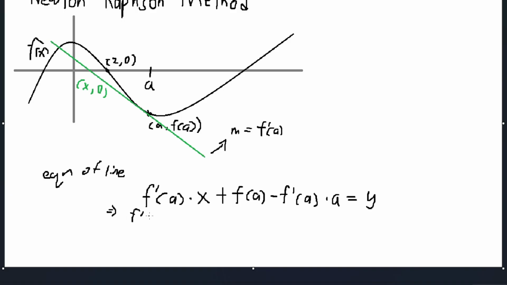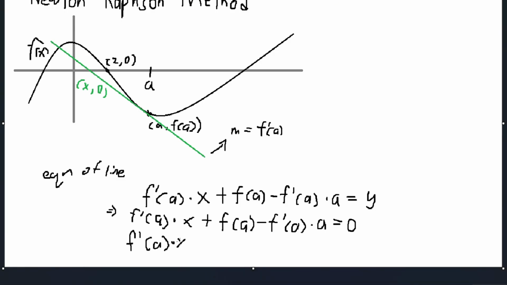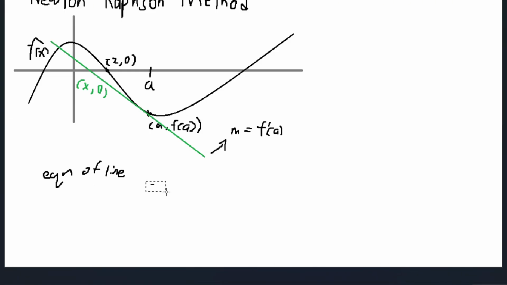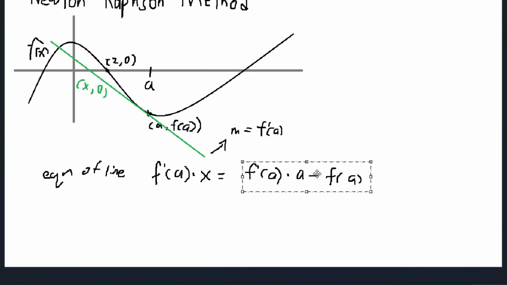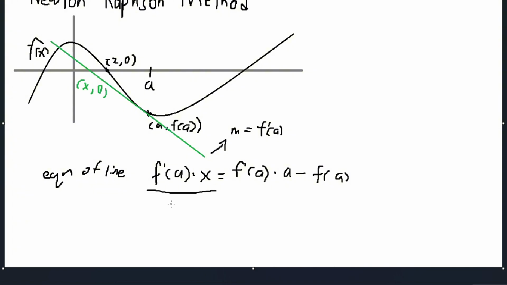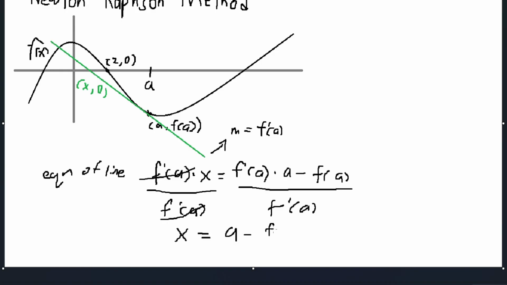Since the very idea of this method is to find the zero of the tangent line instead of the function, we will need to equate the line to zero. After some algebraic manipulations, we will find the exact formula for this method.